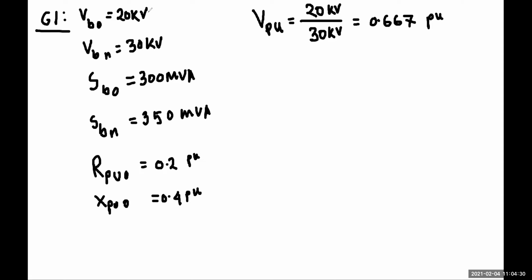This is your rating, that means your actual. This is your base. So actual divided by base, or rating divided by base. This is your per unit voltage. So V is done. What about your R?